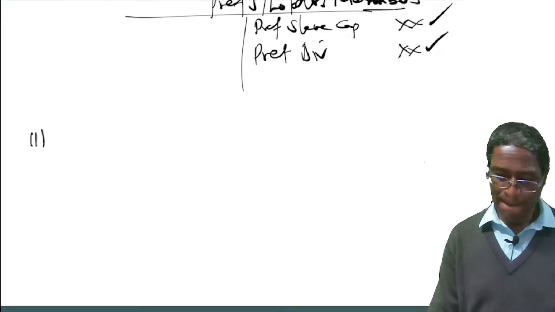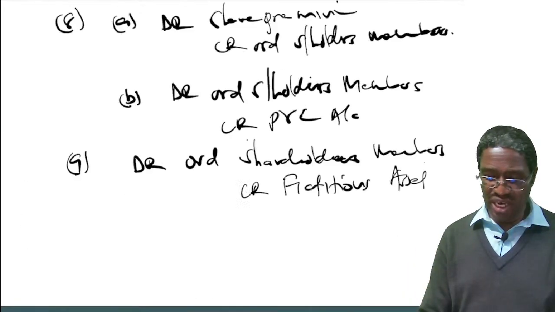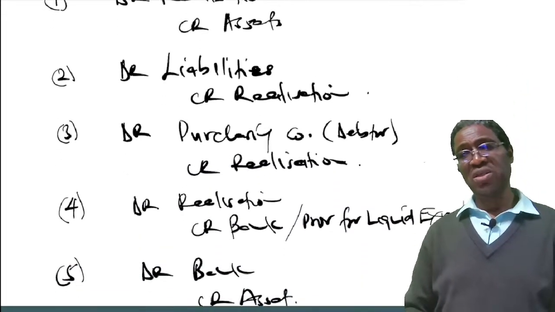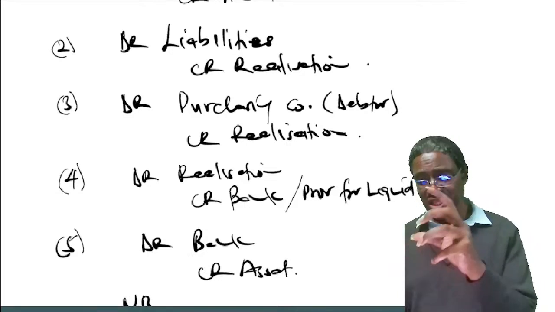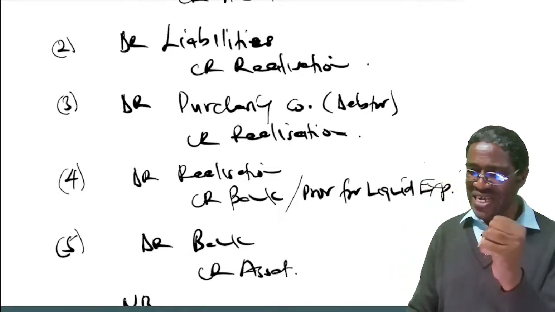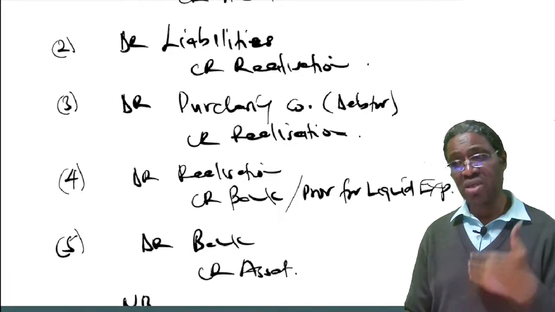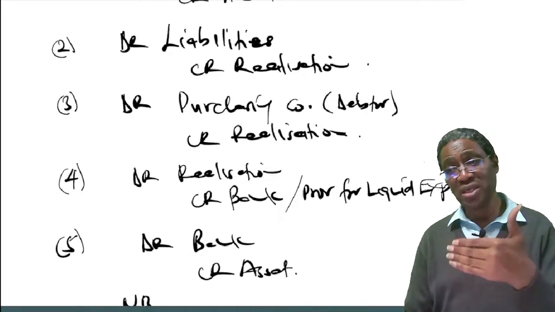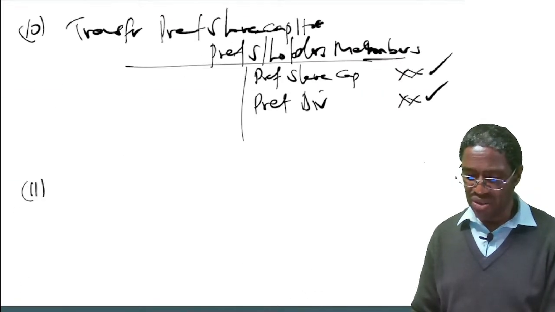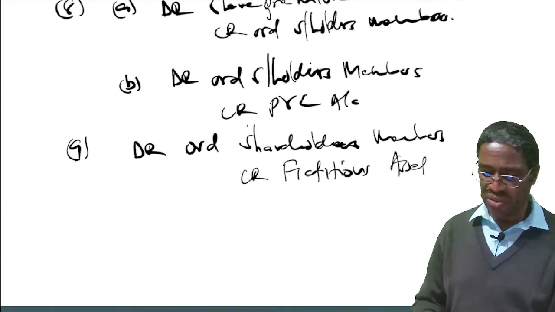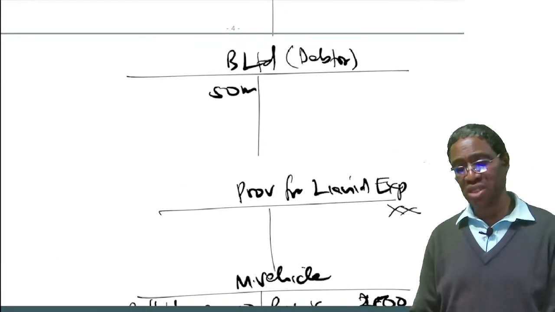Now listen. For number 11, I want to take you back to number 3. Number 3, you remember we said, with the purchase consideration. That time, we created an account by the name of company B. We were A Limited. We debited the purchasing company by 50 million.